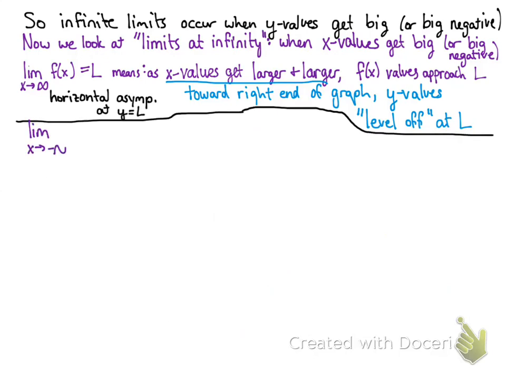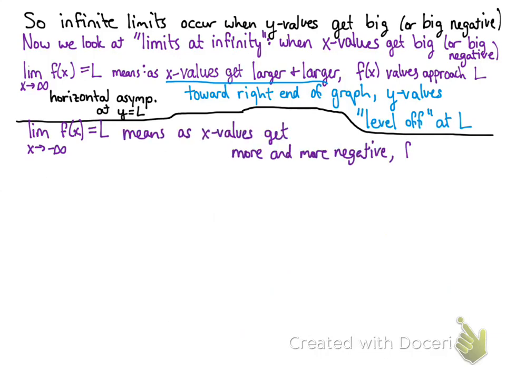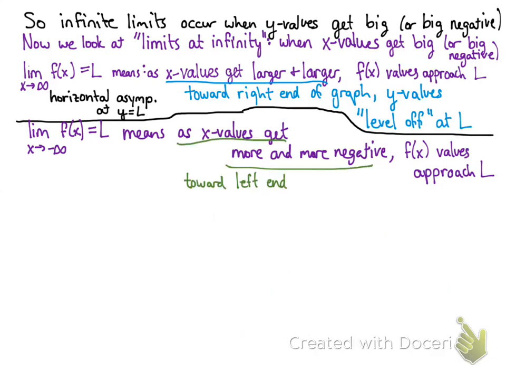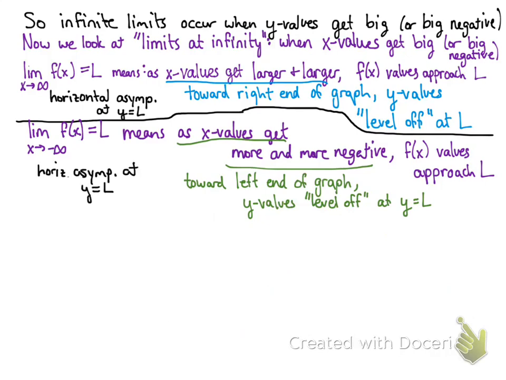The other kind of limit at infinity is when x approaches negative infinity, and it's the same idea. As the x values get bigger and bigger negative, the y values will approach L. So on the graph, that means on the far left side of the graph, the y values sort of level off at y equals L. And again, that's called a horizontal asymptote.